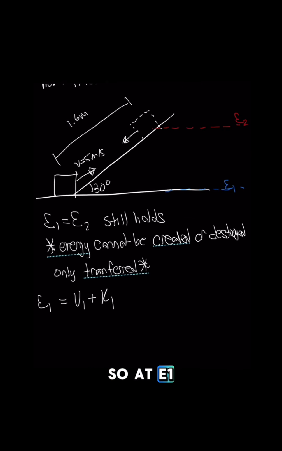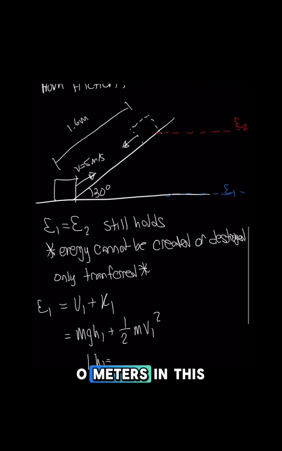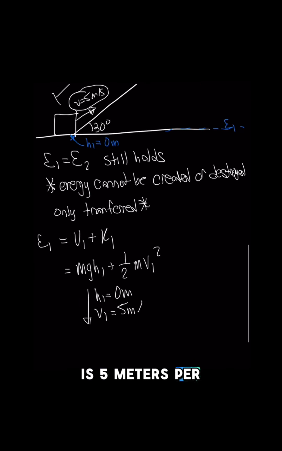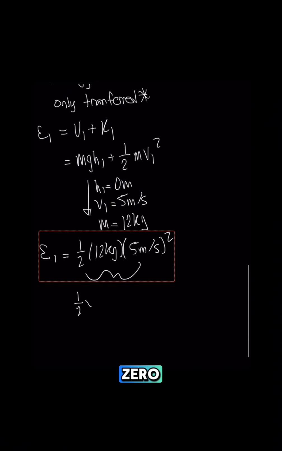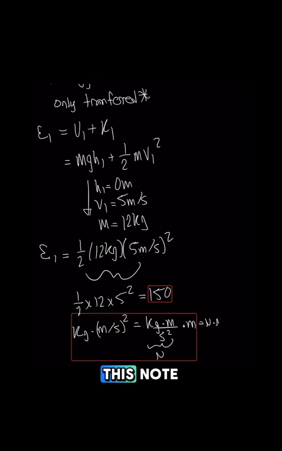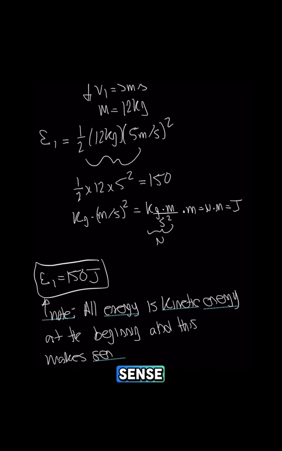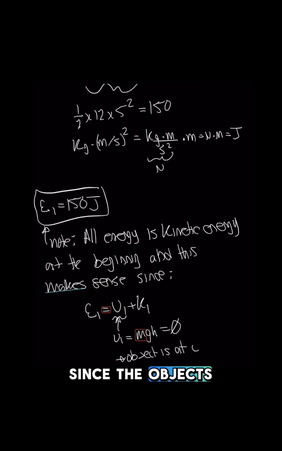So at E1, the energy is still going to be the kinetic energy plus the gravitational potential energy. We can plug in our known values. H1 is going to be equal to 0 meters in this case because the object's at the bottom. The initial velocity is 5 meters per second and the mass is 12 kilograms. So our potential energy is going to be 0. We're just going to have our kinetic energy term here. We compute the amplitudes and units and we get this. Note, all the energy at this point is kinetic energy, and this makes sense because the contribution from gravitational potential energy is 0 since the object's at the bottom.